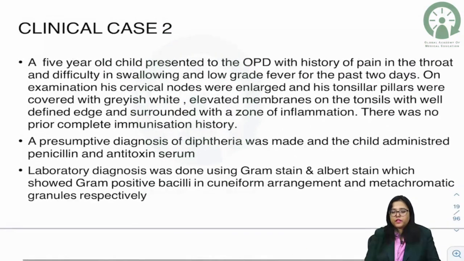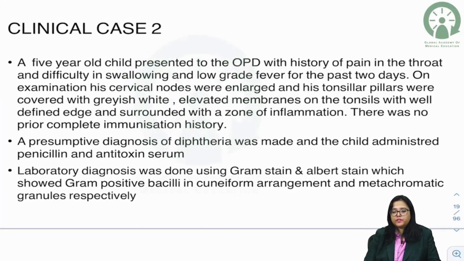A 5-year-old child presented to the OPD with history of pain in the throat and difficulty in swallowing and low-grade fever for the past 2 days. On examination, his cervical nodes were enlarged and his tonsillar pillars were covered with greyish-white elevated membrane on the tonsil with well-defined edge and surrounded with a zone of inflammation. There was no prior complete immunization history.